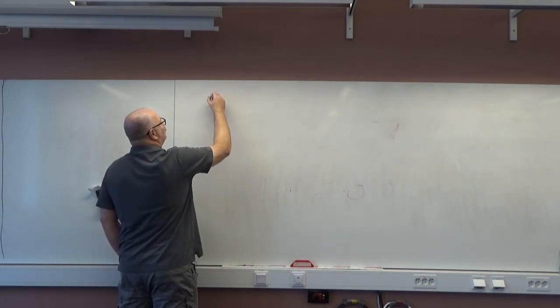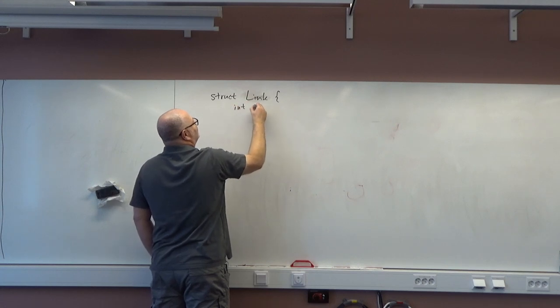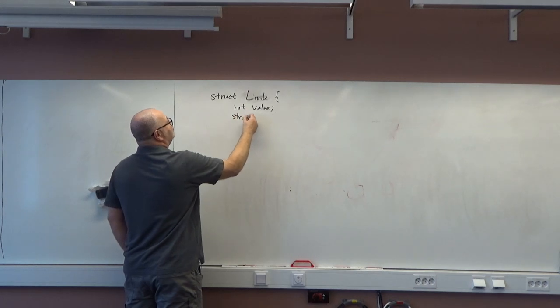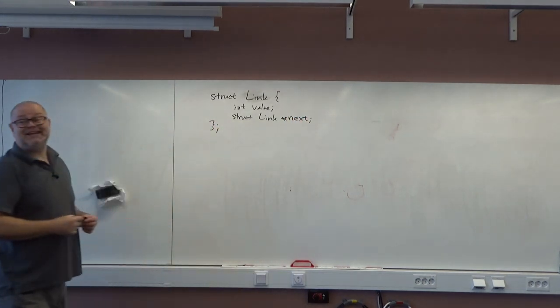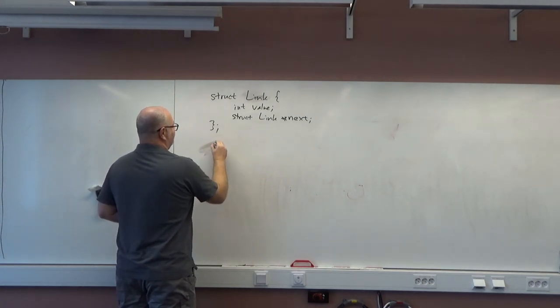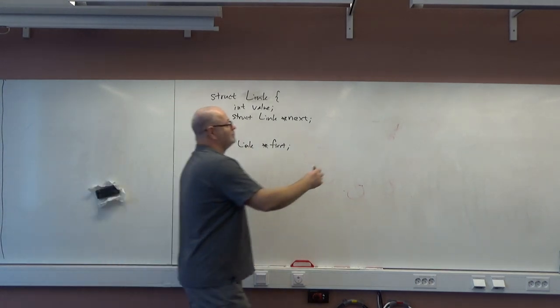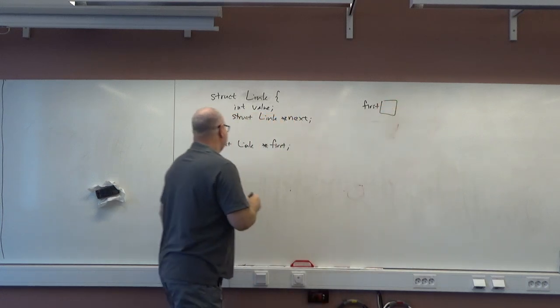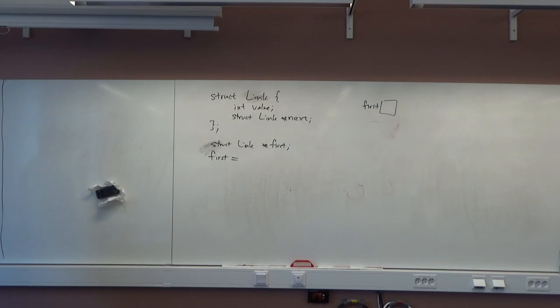Let's say we have a pointer. Or rather, let's start with a struct called link, which has a value, which is an integer, and also a pointer to the next similar struct. So this can be used to build a linked list in C. You can have a struct link first. So now you have a pointer variable called first. And you can set it to point to a link object. And by object, I don't mean necessarily something object-oriented. I just mean a place in memory.